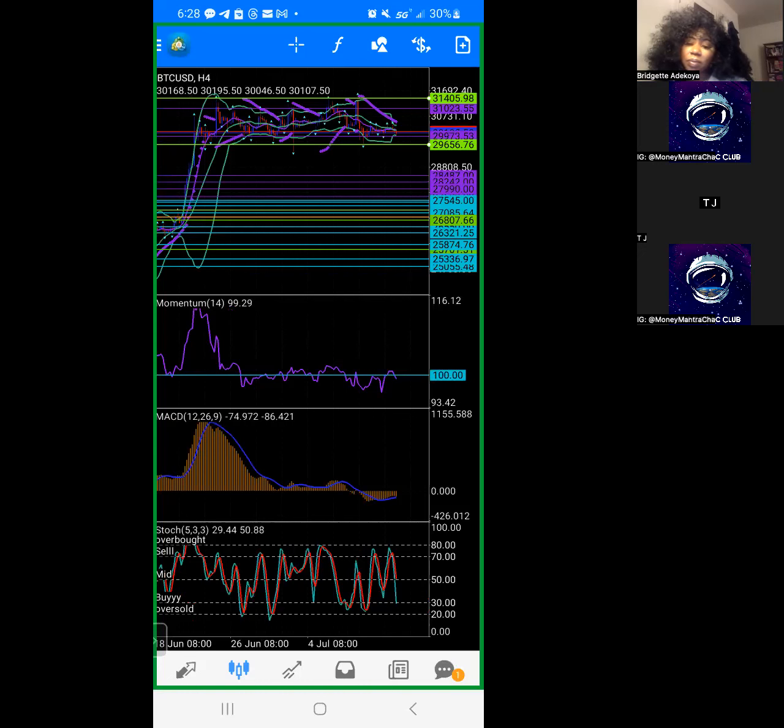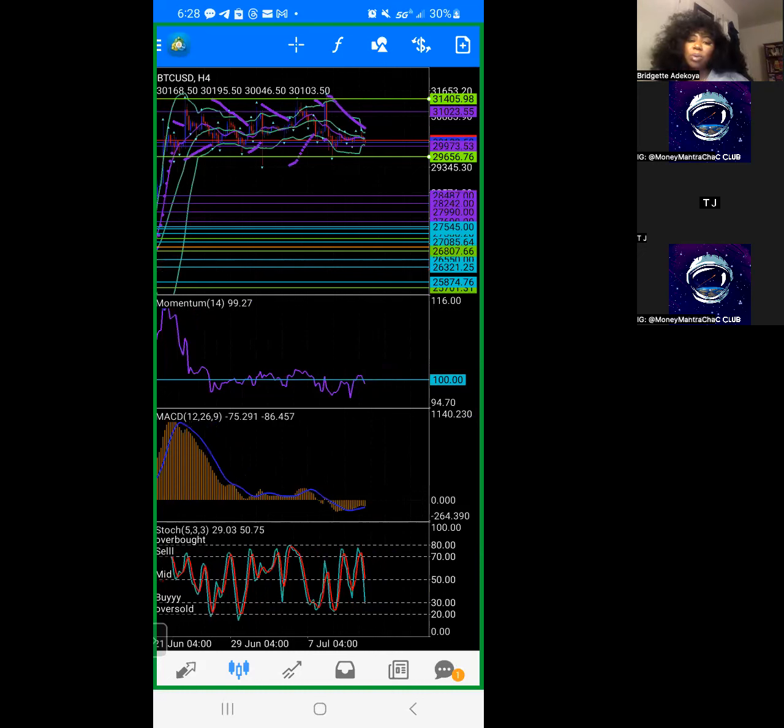And when I say consolidating, I mean that the market is moving sideways. It's been moving sideways, like between 29,000 and 31,000. Okay. Okay, that's good. So that's something support and resistance is good for, because it'll help you understand where you can be getting into the market and where you can be getting out of the market.